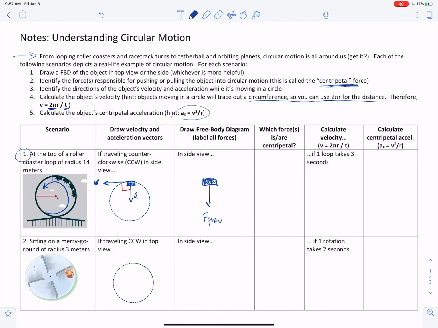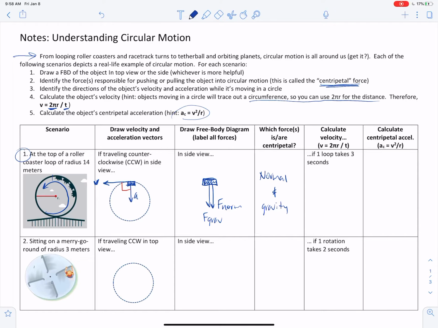That track is above the car at that moment, and so the track is actually pushing downwards on the car. So gravity and the normal force are both pointing in the same direction. Next, which force or forces are centripetal, meaning pointing towards the center of that loop? Well, there's actually 2 centripetal forces. There's the normal force and gravity. And in fact, the sum of them in this case is going to be considered the centripetal force.